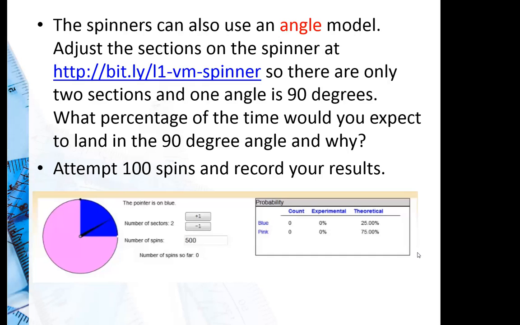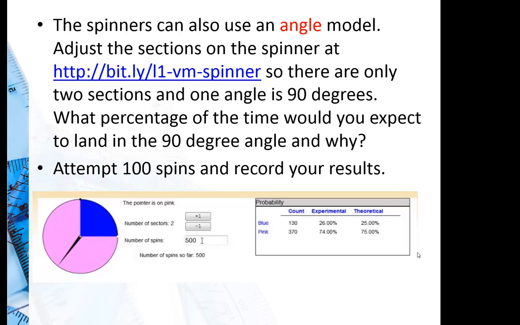So if I did, say, more spins, let's do 500, okay? And we'll do a new experiment and spin. There I'm getting a lot closer to theoretical. I got 124 in blue and 376. If I do a new experiment again and spin, there I'm pretty close. So again, what you observe can change depending on how many spins you do.